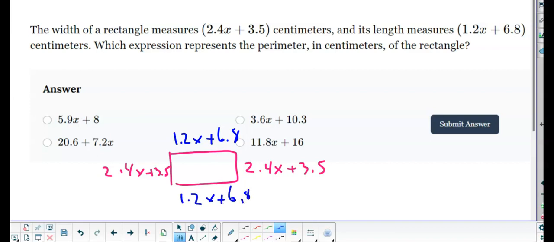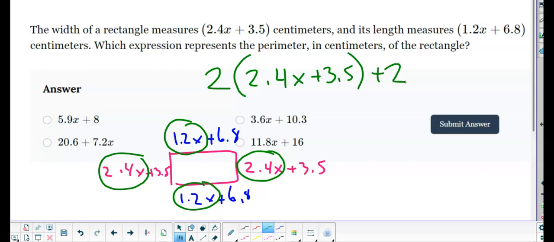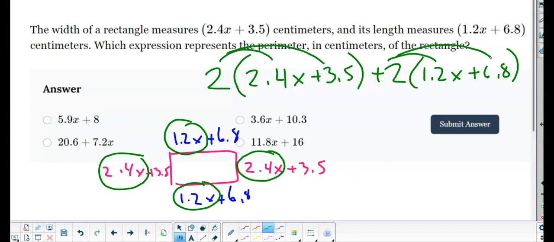So since the perimeter is all the way around, we're going to have 2 of each length. And we could write this out the long way, where we would write 2.4x plus 1.2x plus 2.4x plus 1.2x. We could certainly write all of that. Or we could just say we have 2 times 2.4x plus 3.5 plus 2 times 1.2x plus 6.8, and just double both of the lengths and the widths at the beginning. It's up to you if you feel comfortable with distributing, or whether you just want to add all 4 items together.